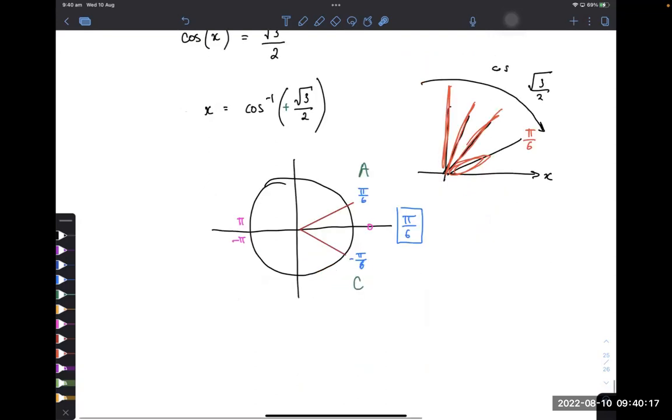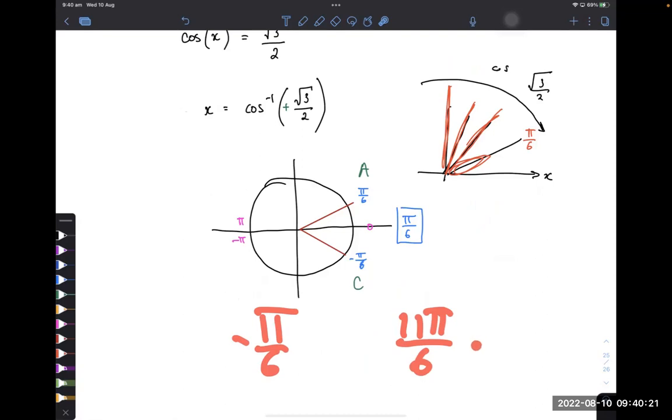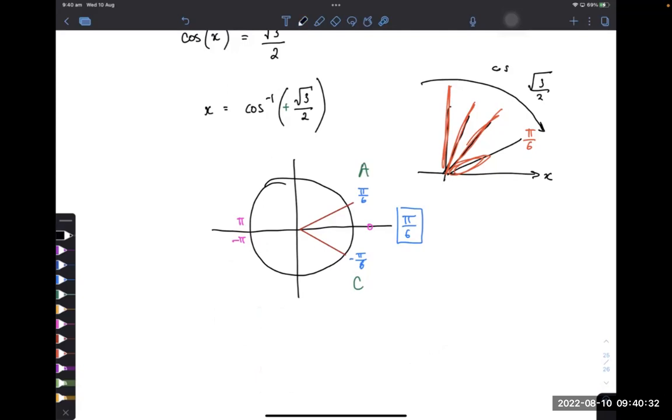Which one's easier to look at? Negative pi on 6 or 11 pi on 6? Yeah, that's why we do it between negative pi to pi. So our two base solutions will be negative pi on 6, because that's a smaller one, and pi on 6. Do we need to solve anything first? Do we need to put anything across?